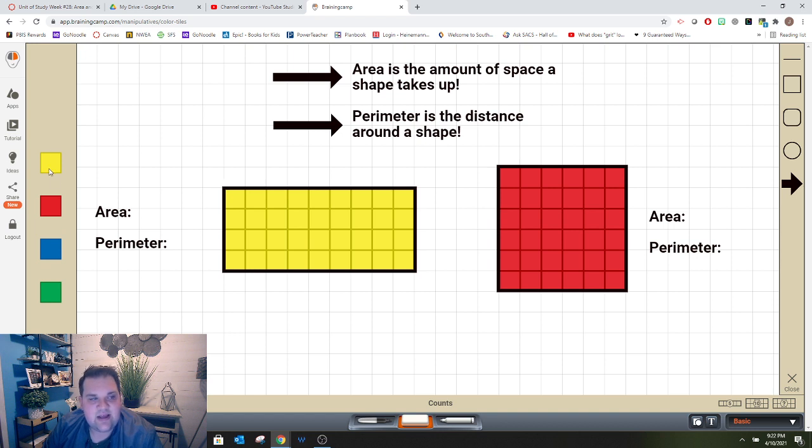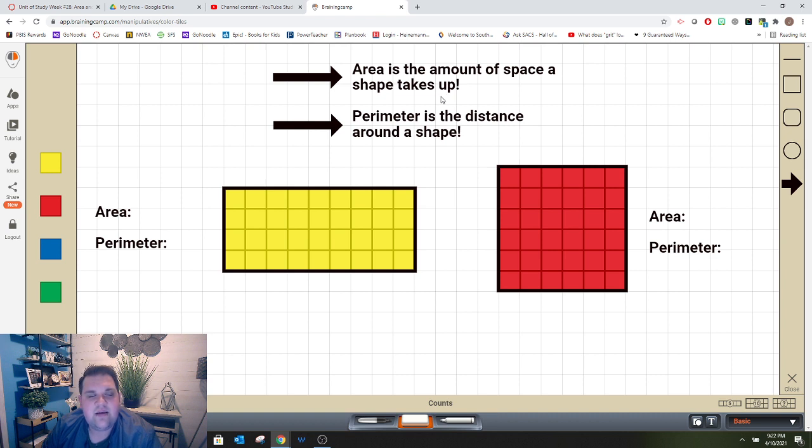So these tiles that you see, these yellow tiles, are 1-inch tiles. And we're going to calculate the area and perimeter of this yellow shape first together. Then you're going to get a chance to practice this with the red shape. Let's get started. So the area, let's look back at the definition. Area is the amount of space a shape takes up.